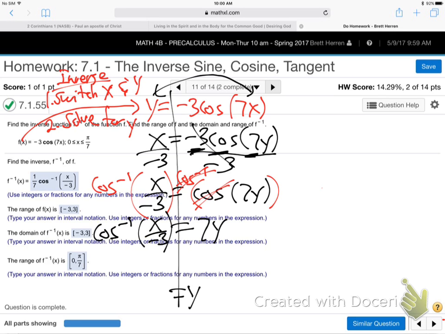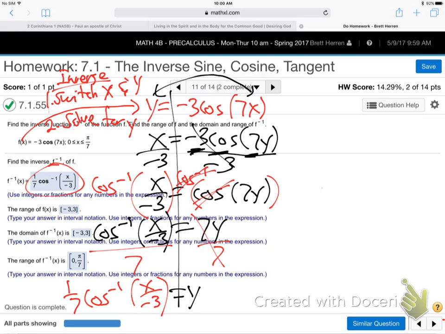Last step to get the y totally alone is divide by 7. Boom. So there it is, 1/7. I'll just put the 1/7 in the front. Cosine inverse of x over minus 3. So that's the inverse function. Switch x and y, solve for y. That's what I typed in right there as the answer.